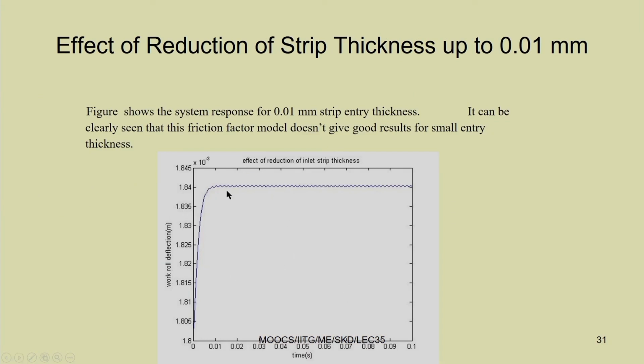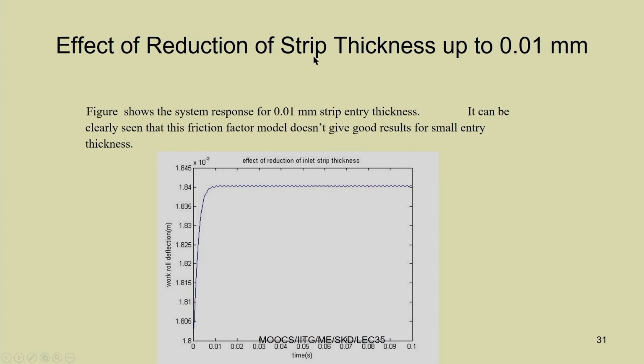Chatter mark on the strip will be there. Here you can see, though in the previous case there was less undulation, or it quickly reached the steady state response, in this case the system response is for 0.01 mm strip entry thickness.